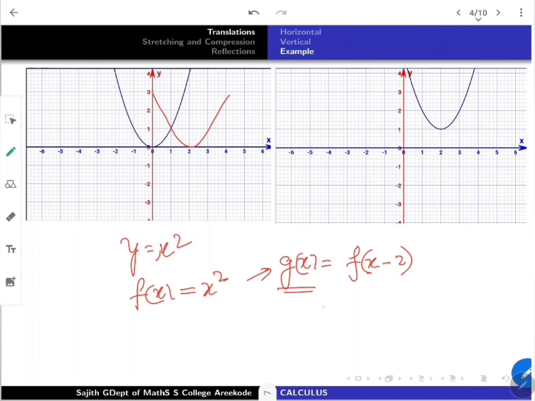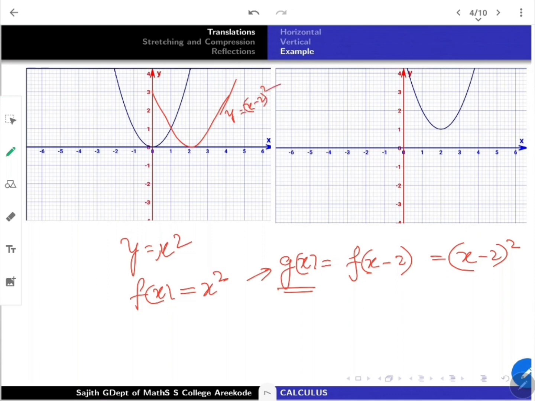From this g, by the rule f of x minus 2, if I write it out, it means x minus 2 whole square. That is the whole effect. G of x is going to be x minus 2 whole square. So that is this graph. This is y equals x minus 2 whole square.